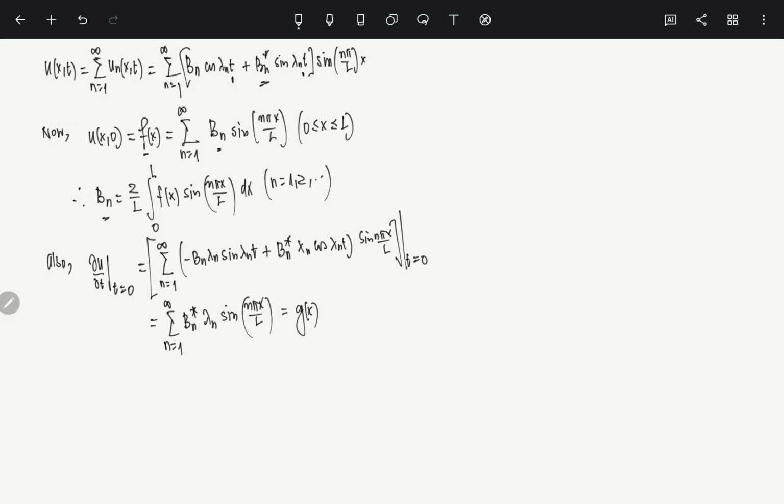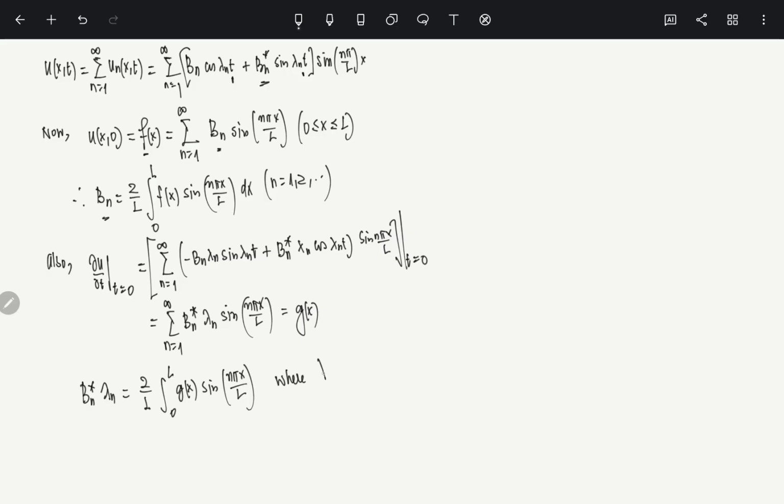So again, this is in your Fourier sine series, and you can find out what Bn star lambda n's are. They are nothing but 2 by L, and then integral 0 to L of g of x sine of n pi x by L.